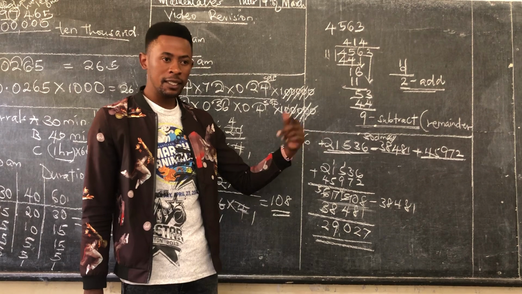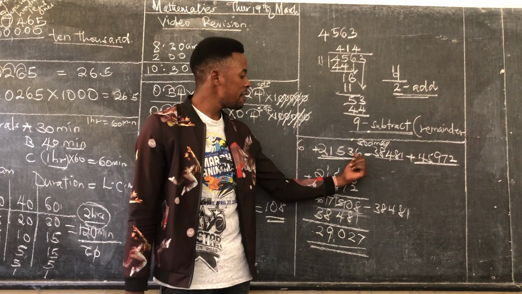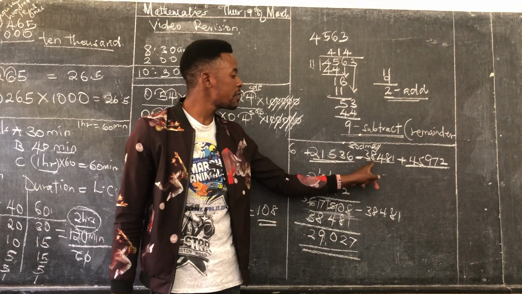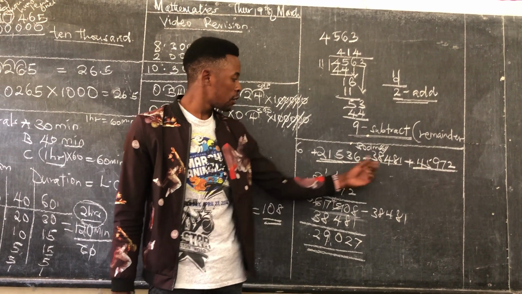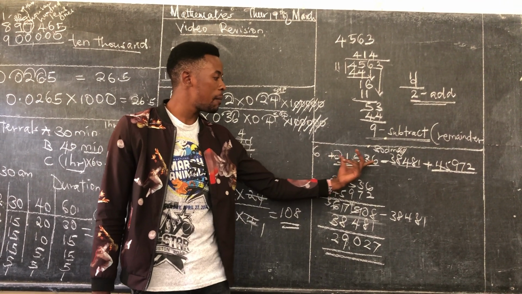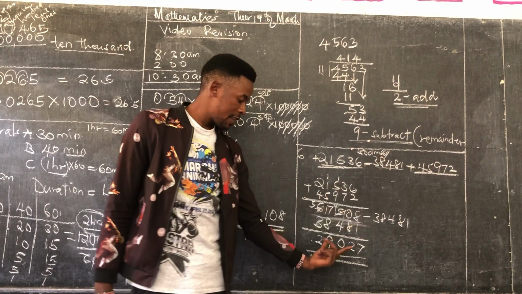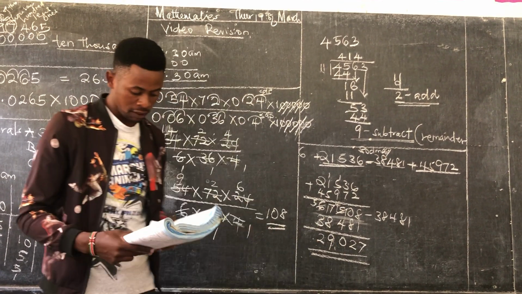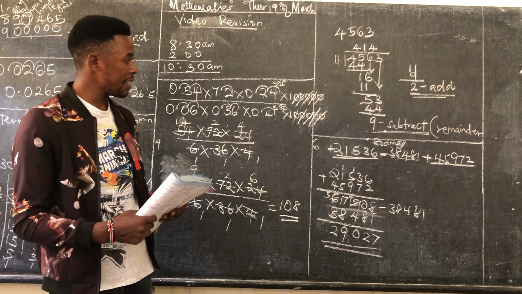Now, contrary to some of us who first, I don't know what they did, but they got a different answer. But in such a case, you're supposed to, by the way, 21,536 cannot subtract 38,481. So that means that you are supposed to automatically first get the sum of the positive numbers and now subtract the negative number. And that was giving you 29,027.